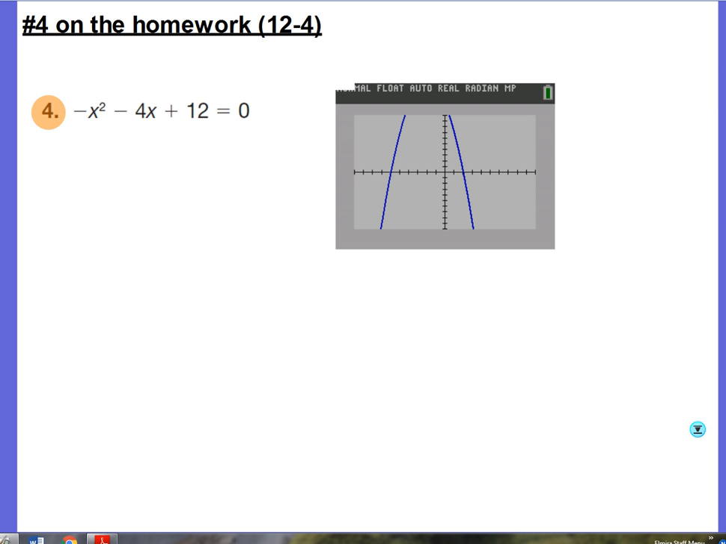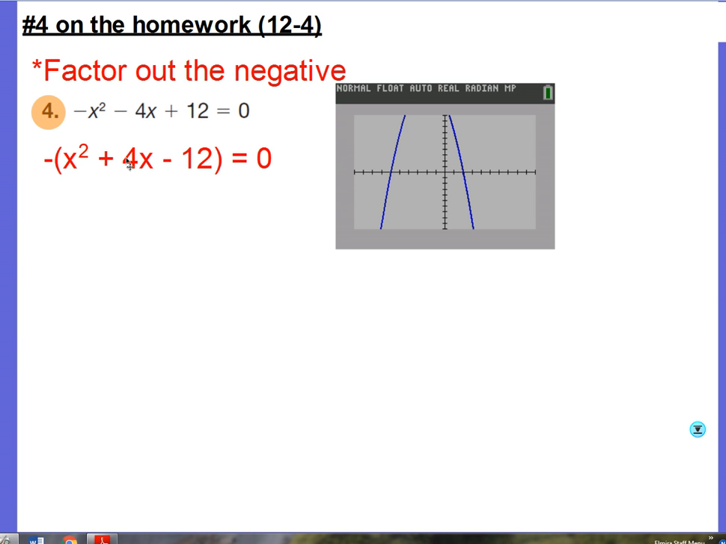Now, here's a homework one. This one is special because we have a negative sign out here in front. And you guys are getting this exclusively as YouTube channel viewers. I did not go over this in class. So number 4 on the homework has a negative sign out in front. Well, factor out the negative, okay? So that means x squared plus 4x minus 12 equals 0.